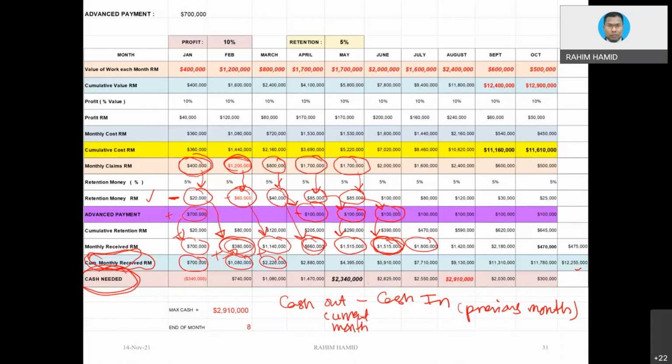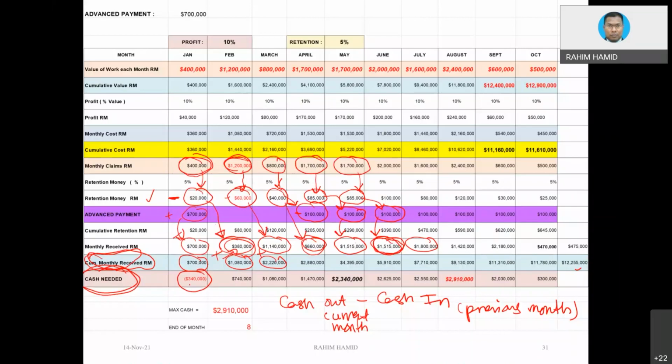Okay, so now let's take a look at this value. How do we get this value? Okay, 340, meaning to say it is a negative. When it is negative, meaning to say we do have excess money. How do we get this 340?